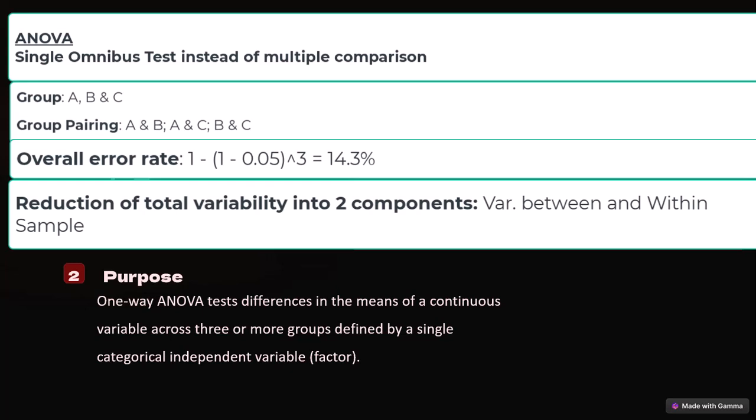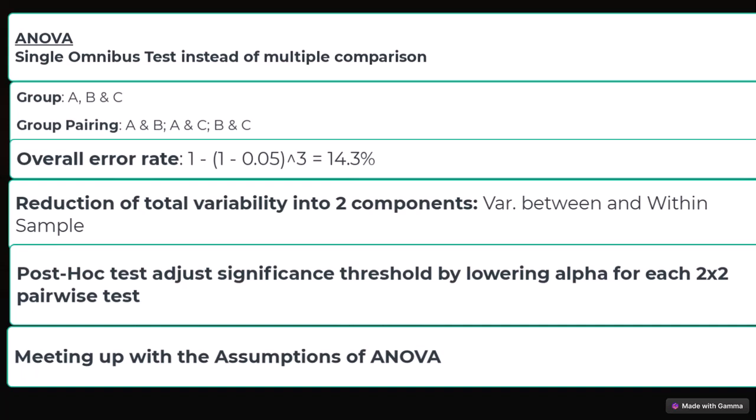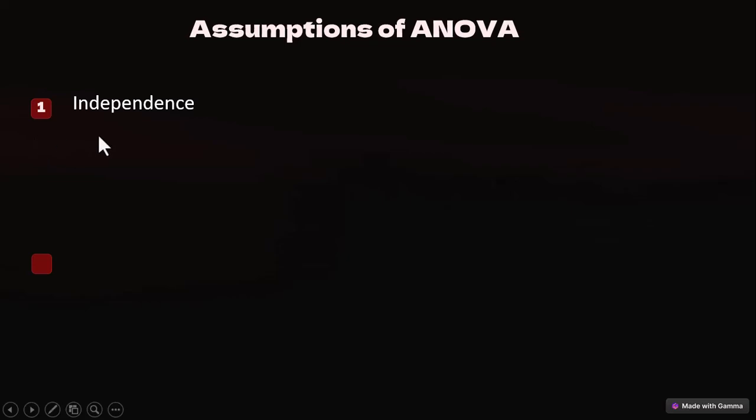Another significance of ANOVA is that the post hoc adjustment adjusts the significance threshold by lowering the alpha for each pairwise test. And because of its strong emphasis on assumptions, using ANOVA makes sure that these assumptions are met. One of these assumptions is that there must be independence among the groups. The groups must be at least 3, a minimum of 3, and there will be independence among the groups.